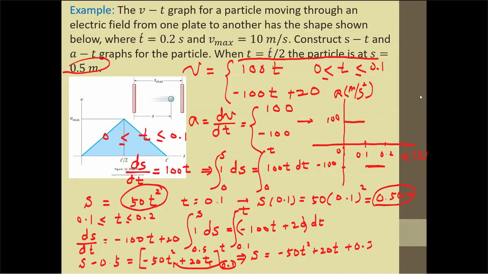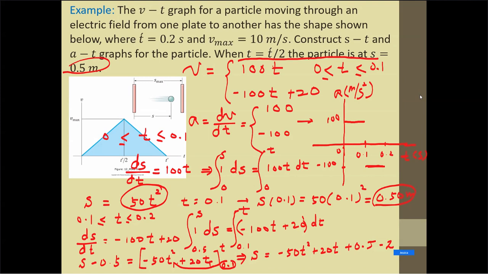Plug in upper limit and lower limit. So this is negative 0.5 plus 20 times 0.1, that is 2. Oh, sorry, that is 2. Wait a minute, let me see. Okay, here it is. We subtract negative, negative makes positive. Yes, 0.5, and then negative 2.